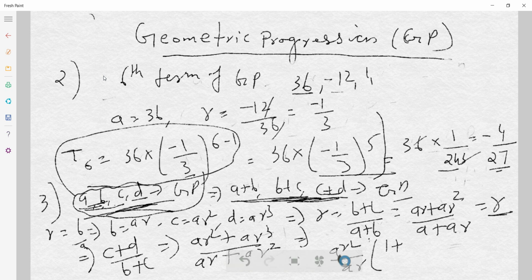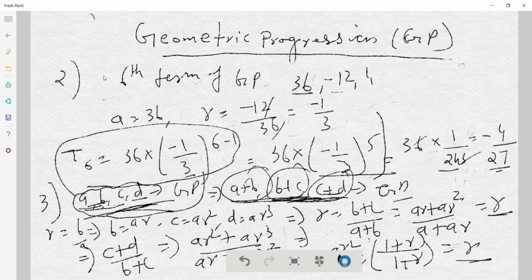1 plus r, 1 plus r. So this will become r. So that means the common ratio of a plus b, b plus c, and c plus d is r. So you can say that these numbers are a GP, right? So this is how we calculate.